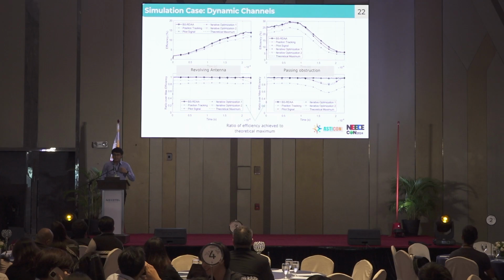If you look at the graphs, you can see that for the position tracking type and the pilot signal type, they're not able to achieve maximum efficiency in most of the cases. But for the iterative types or the feedback-based types, you're able to see that it can achieve the maximum possible efficiency in that case. Same is what happens when there's a passing obstruction.